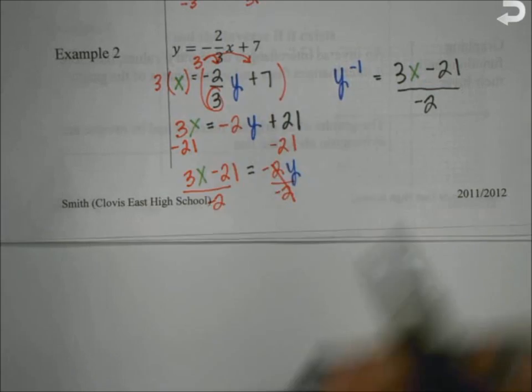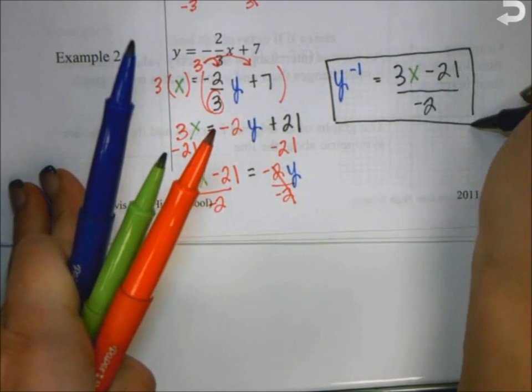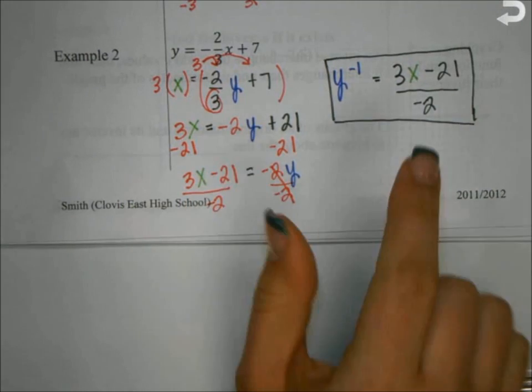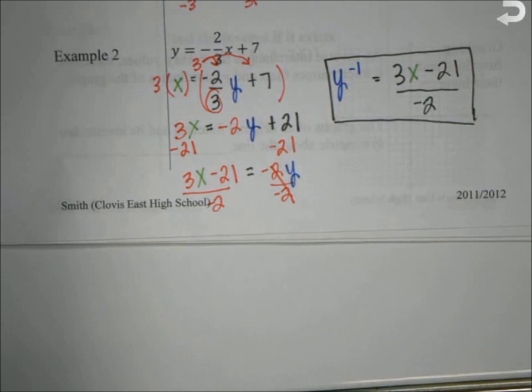So pretty much all we need to do for these problems where we're finding the inverse, switch x and y, and then solve for y, because we're trying to get it back to another function. And if we have x equals something, we're not a function. We're looking for y equals. Does that make sense? Okay.